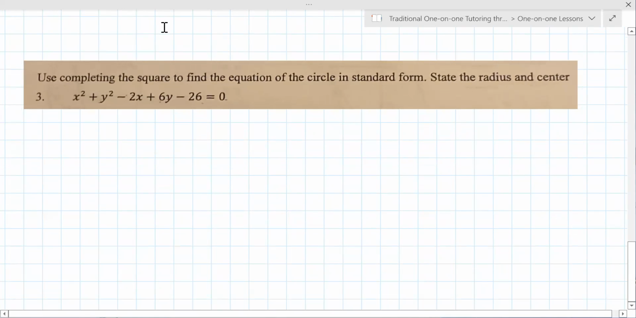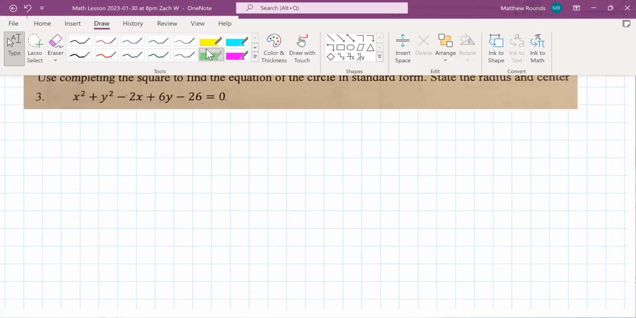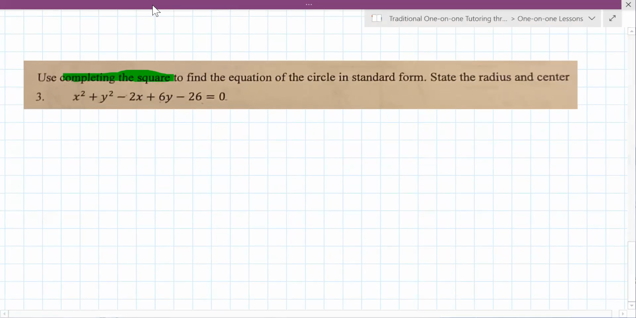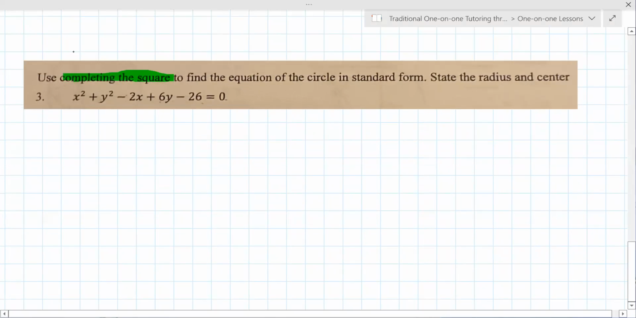Okay. Use completing the square. Oh my gosh, completing the square. I forgot how to complete the square. Uh-huh. So this is another form of a circle, but you wouldn't know it in this form. So that's why you have to complete the square.